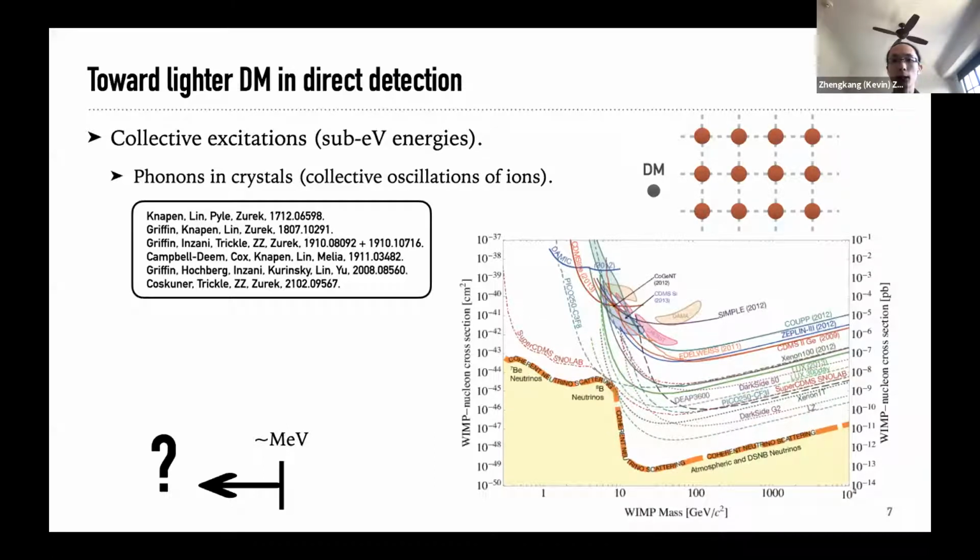The most familiar type of collective excitations is perhaps phonons in crystals. These are sub-eV energy collective oscillation modes of the ions in the crystal.